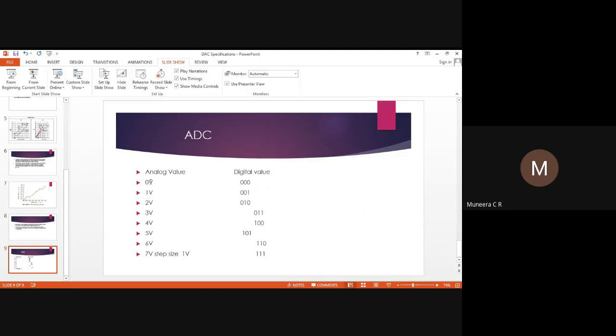If you are reducing the step size or levels, of course you need more bits for the digital representation. That means if you are taking 4 bits, then the same range can be divided into 15 levels or 16 levels.